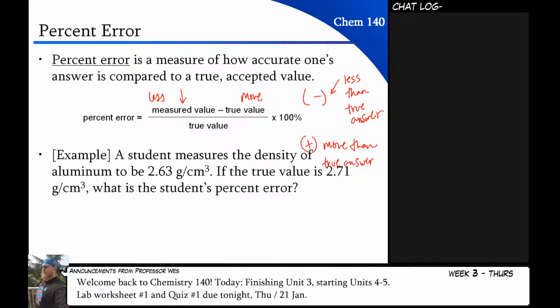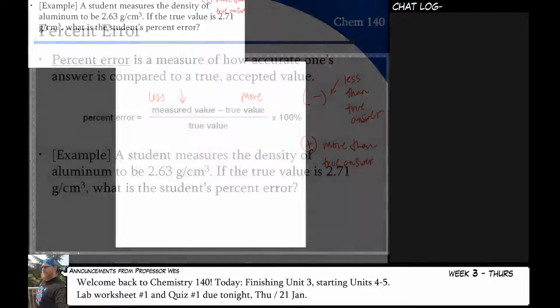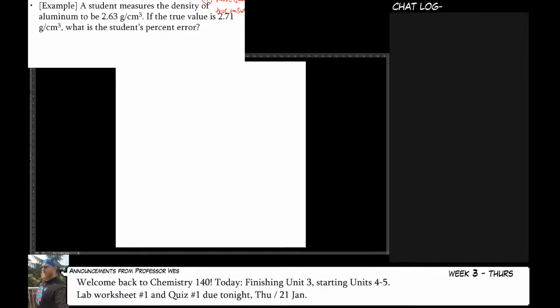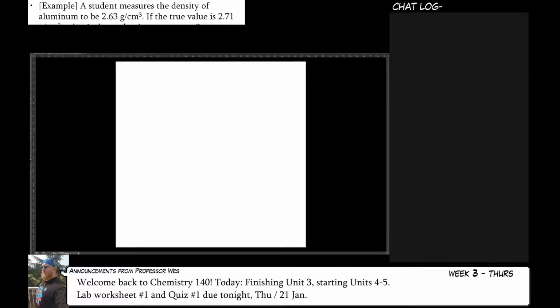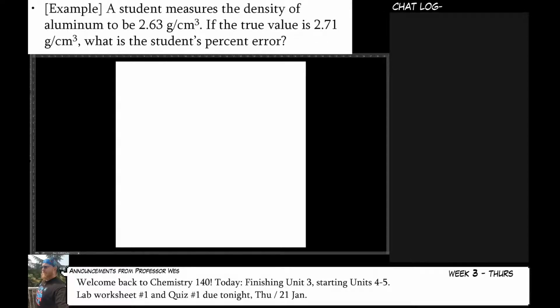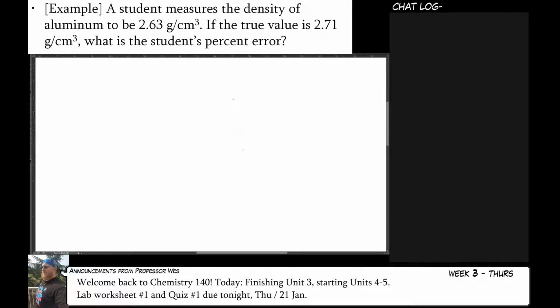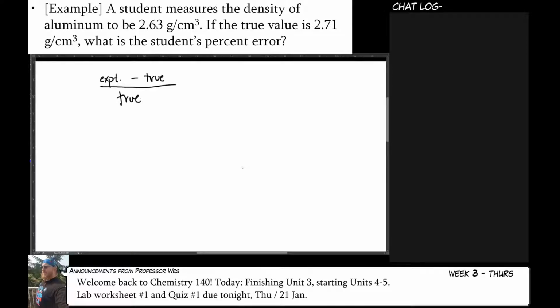So using this formula, we could calculate the % error. Let's do that together over here. I'm just going to clear the red text real quick. All right, let me zoom in a little bit here. All right, so the formula for % error, again, is the experimental value minus the true value, divided by the true value, times 100% to make it a %.